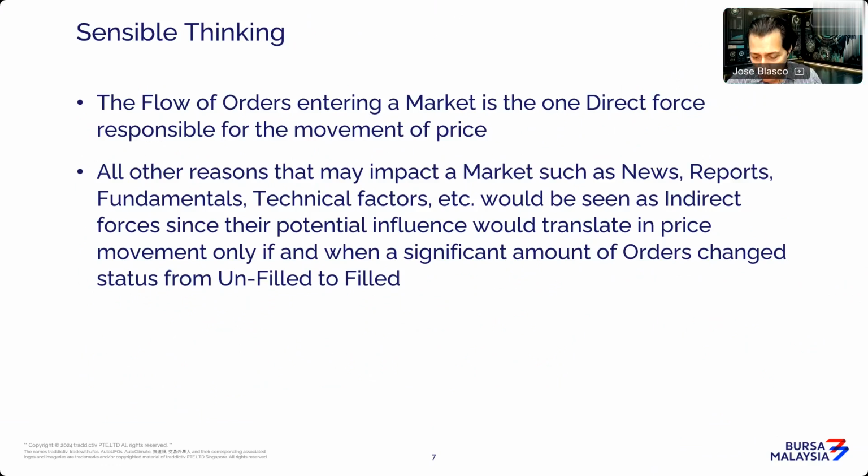No orders, no movement. Orders are in the market, but the market is closed. No movement. Orders are in the market, and now the buyers find the sellers, the sellers find the buyers. Orders get filled. Now you get movement. So if that's okay, let's call that flow of orders entering the market the direct force.